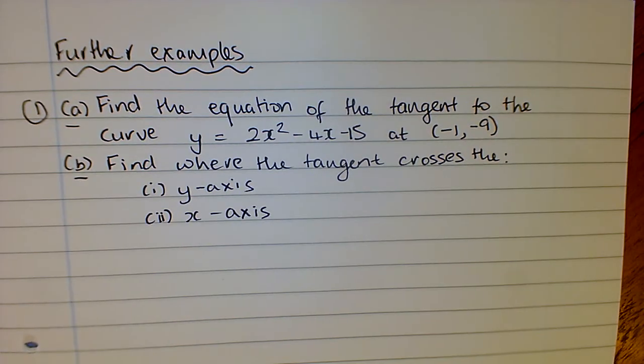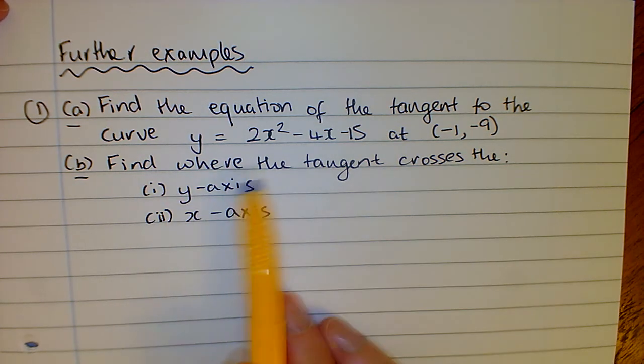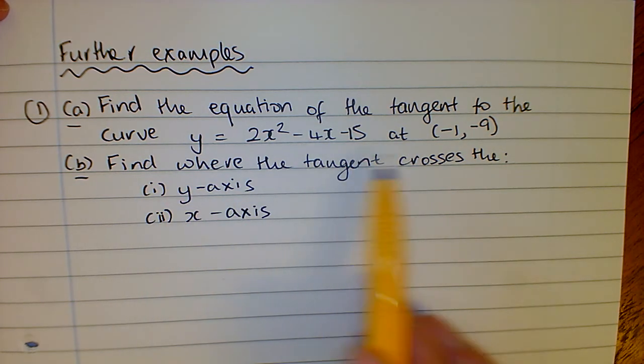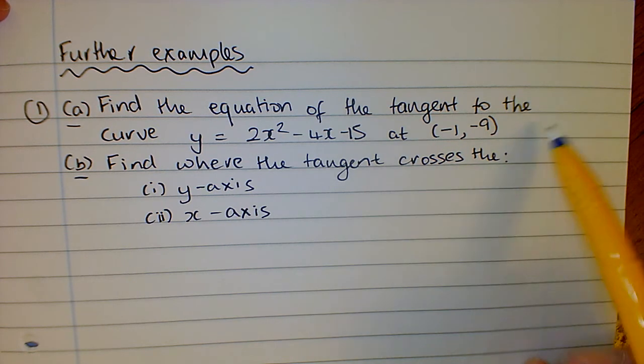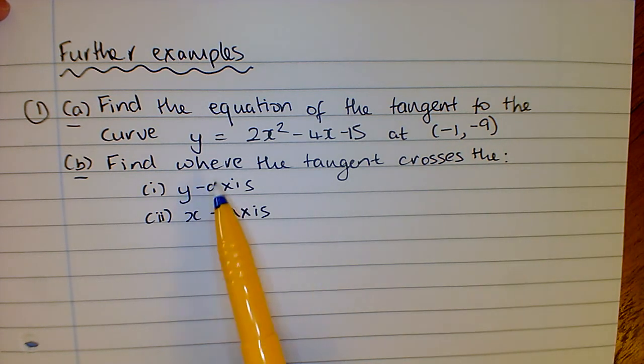Okay, so we'll look at a couple of harder examples then involving tangents and normals. Find the equation of the tangent to the curve y equals 2x squared minus 4x minus 15 at (-1, -9). So that's similar to the questions we've done before. And then the question goes on to say, find where the tangent crosses the y-axis and the x-axis.